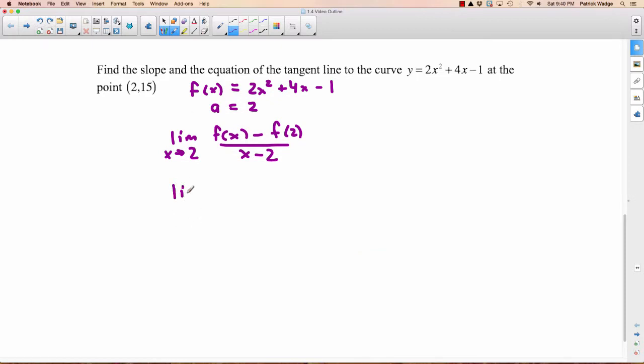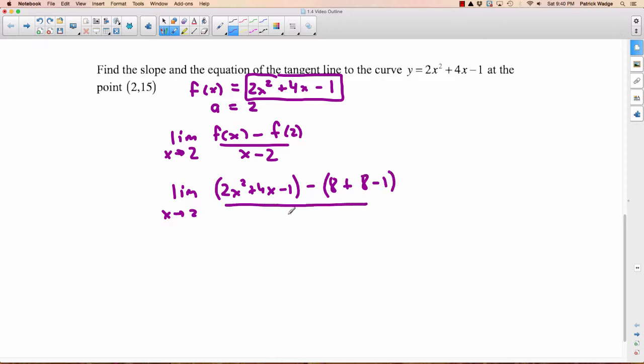So we're going to have the limit as x approaches 2 of f of x. Well, what's f of x? We just said what f of x is. F of x is this. So 2x squared plus 4x minus 1, I'm going to put that in brackets, minus, now f of 2. How do I do that? I plug 2 into all these x's here. So I get 2 times 2 squared. Well, 2 squared is 4, times 2 is 8, plus 4 times 2 is another 8, and then minus 1, all over x minus 2.